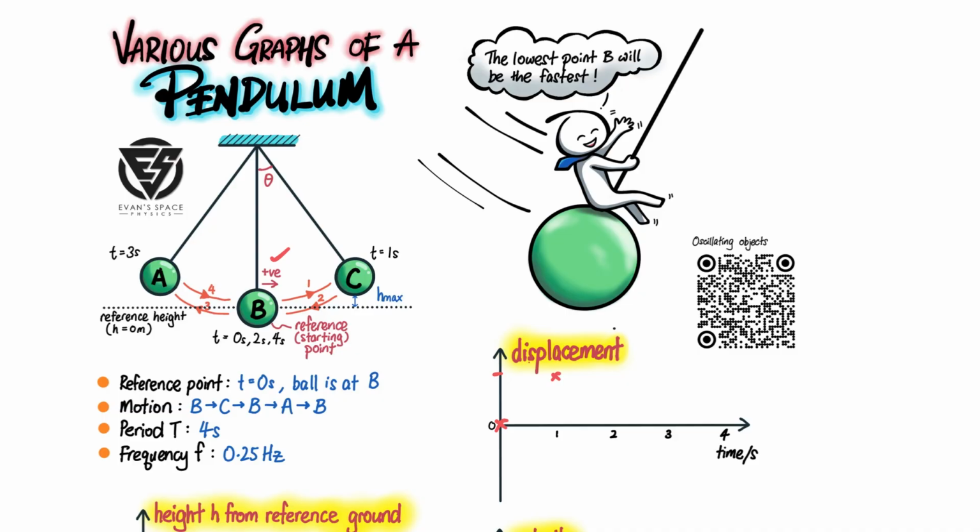And then at 2 seconds, it is back at its original position, so once again the displacement will be 0. And then when it goes to the left side, because here is 0, to the right is positive, to the left is negative. So as it goes towards A, the displacement will be negative and it will be maximum. So it's over here, and lastly it goes back to the original position B at time equals 4 seconds. So the first graph is rather straightforward. You have this shape. Okay, that will be your displacement-time graph.